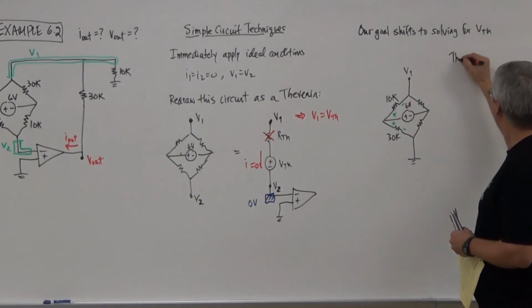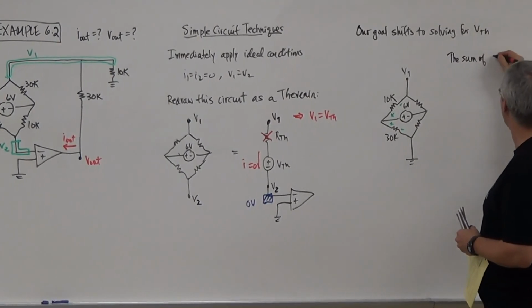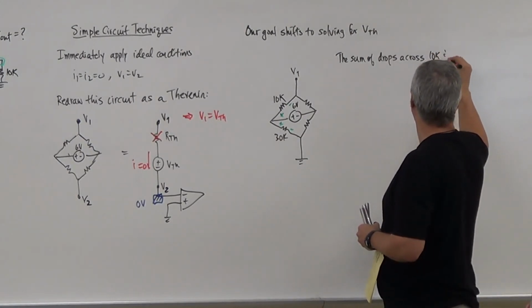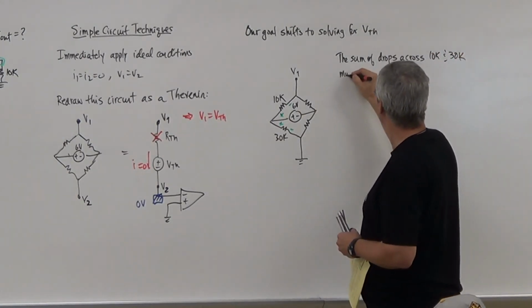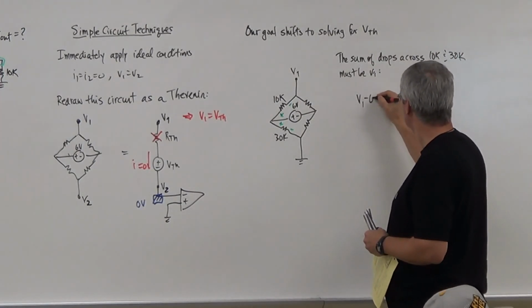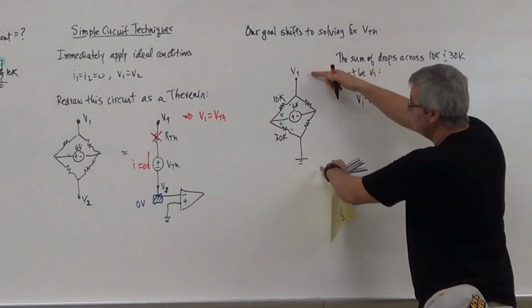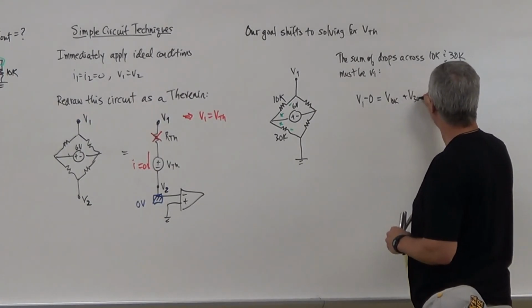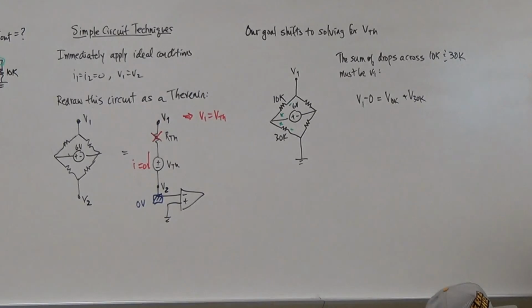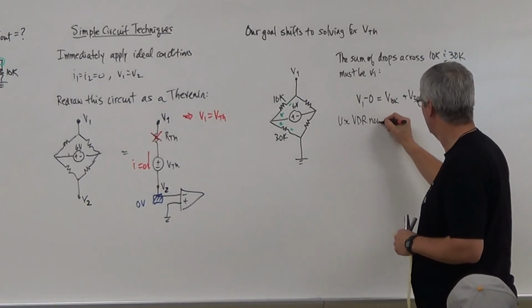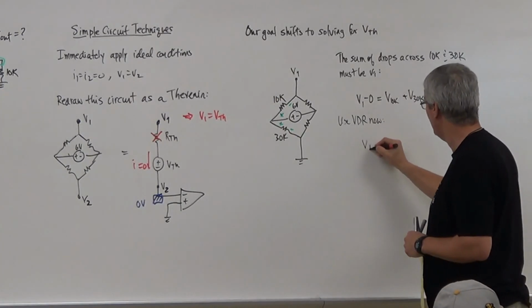So the sum of drops across 10K and 30K must be V1. So if I look at that, V1 minus 0, from here to here, must be the voltage drop across the 10K plus the voltage drop across the 30K. So now I'm going to use voltage divider rule. So I'm going to use VDR now. If I use VDR, I know that V1 must be what?